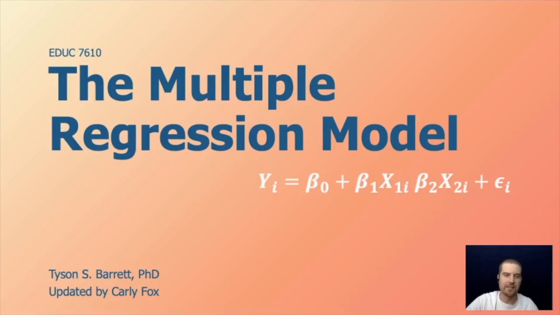Hey everyone, this is the fourth lecture. The topic is going to be multiple regression. As I mentioned before, simple regression is just when there's one variable predicting one outcome, one predictor predicting one outcome. Multiple regression is two or more variables predicting one outcome.